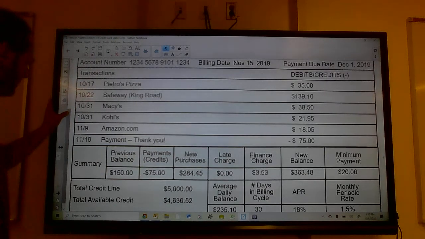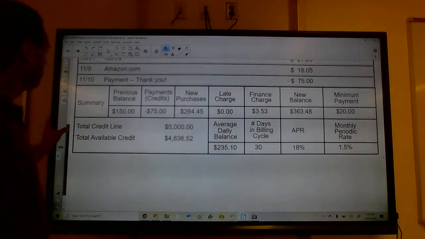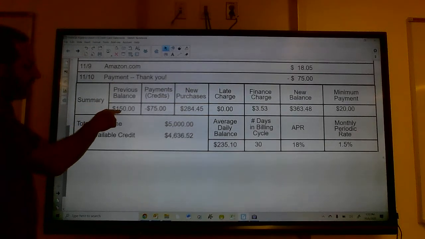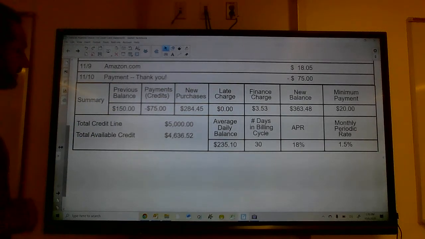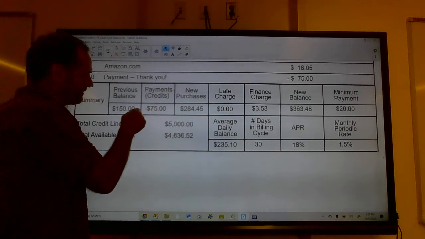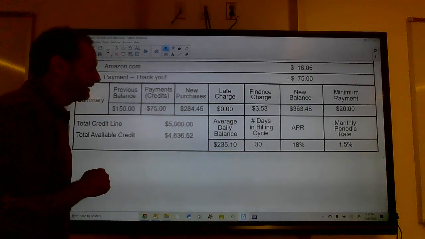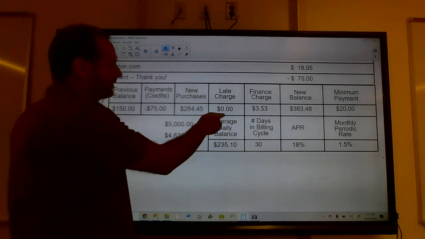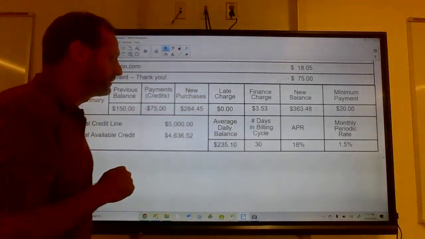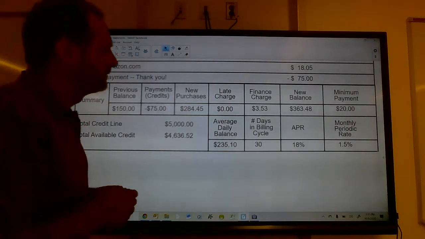Okay. Now down here is the summary. So let's move this up a little bit. This part down here is the summary. So your previous balance, this person carried a balance of $150 over. Shows the payments. This is a credit of $75. This is the sum of all the purchases was $284.45. There was no late charge, so it was paid on time. Finance charge of $3.53, so that was the interest that was charged on the balance.